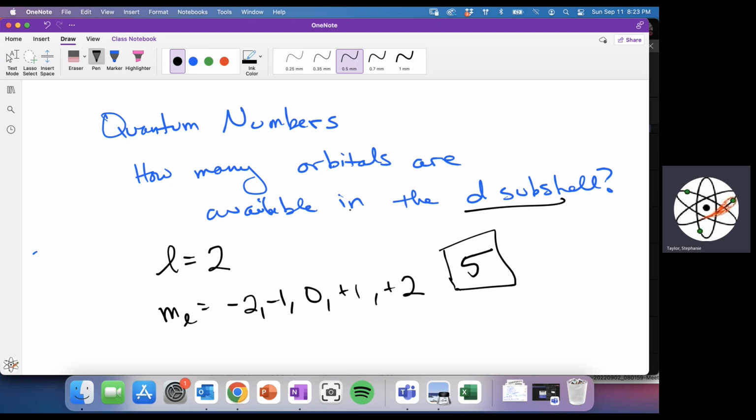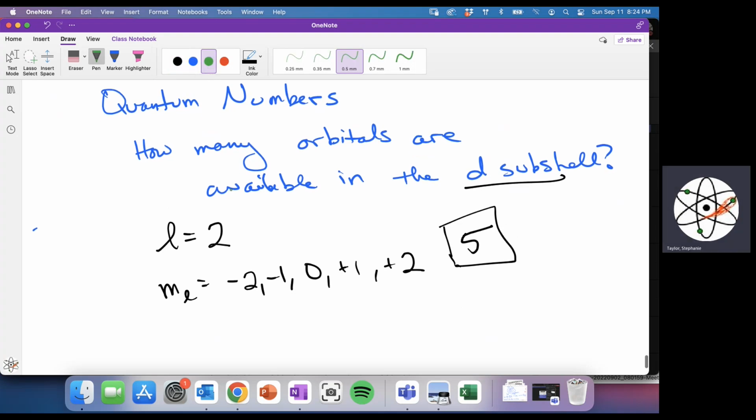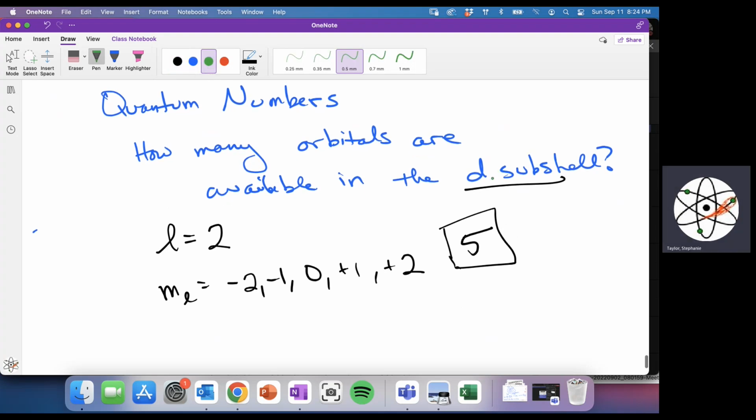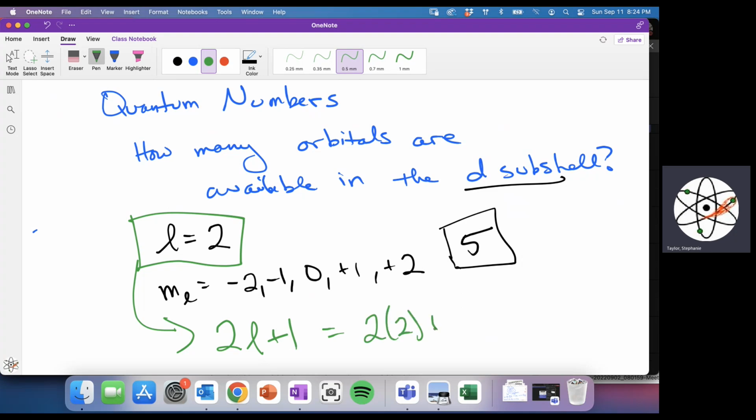So for me, it's not a calculation, but Alex and other things will be like, oh, how many orbitals are in the D subshell? I'm going to take this L equals 2, still valid, and then I'm going to plug this into a formula that Alex gave, which is 2L plus 1. And that is therefore 2 times 2 plus 1, which is equal to 5. And that's the answer. I have no idea which way you prefer.